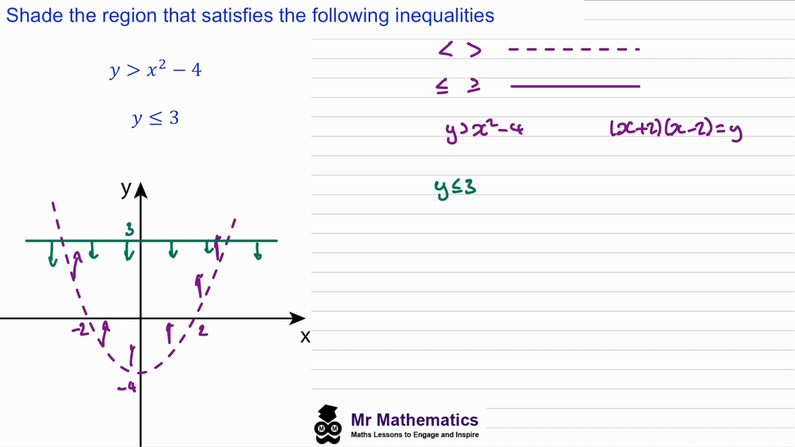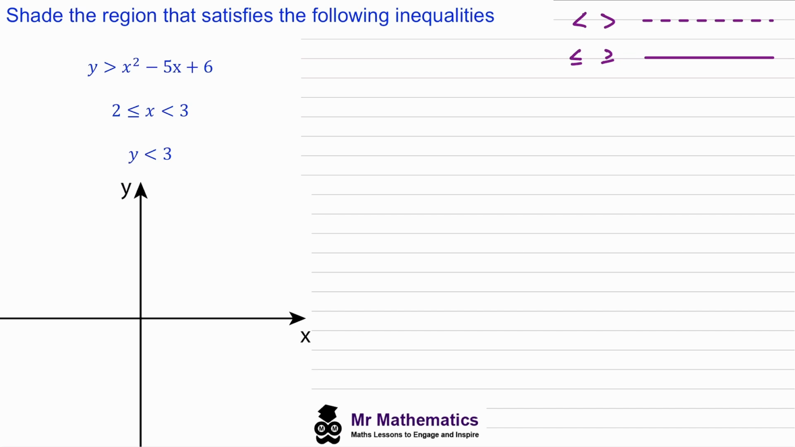So now we need to identify the overlapping regions. In this region, we are above the y equals x squared minus 4 line, and we're below the y equals 3 line. So this would be the region that satisfies both inequalities. Let's move on to example 2.